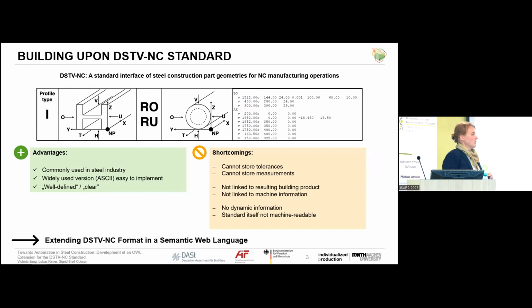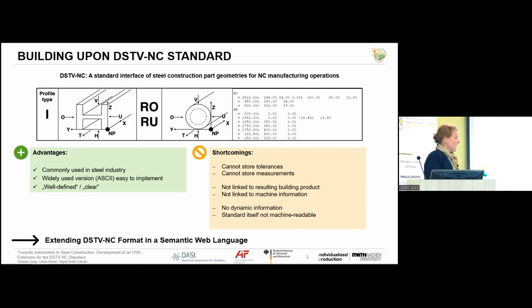So that's why we build upon this DSTV-NC standard, because it's widely used in steel construction and is super clearly defined for many steel profiles. As you can see here, there is an example for an I profile, but also a round profile. And for every common steel profile, it is defined which is the upper side, which is the lower side, where the reference point is and everything like this. So if you have manufacturing information which goes to the NC machines, everything is linked to this standard.